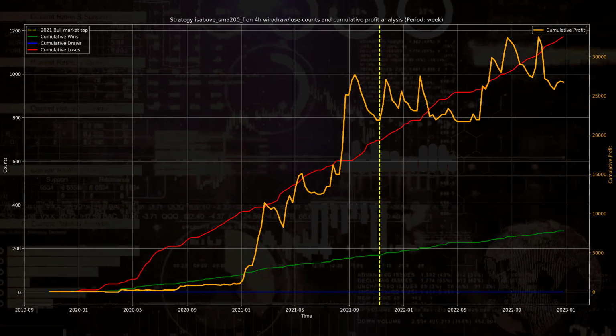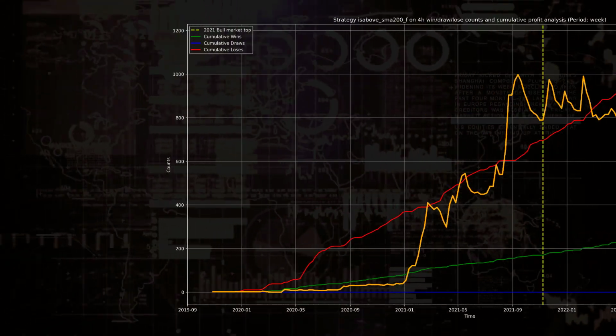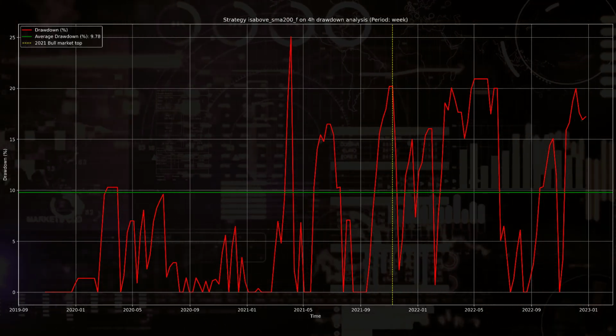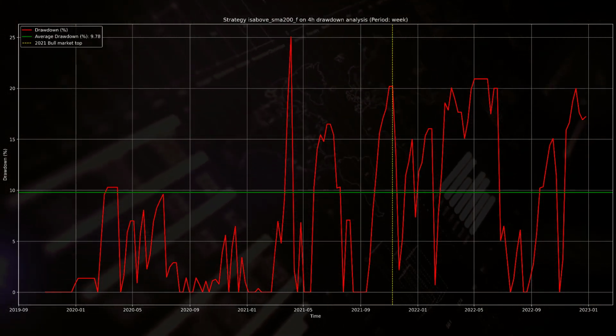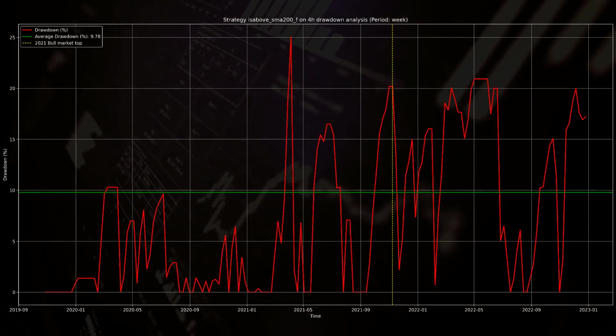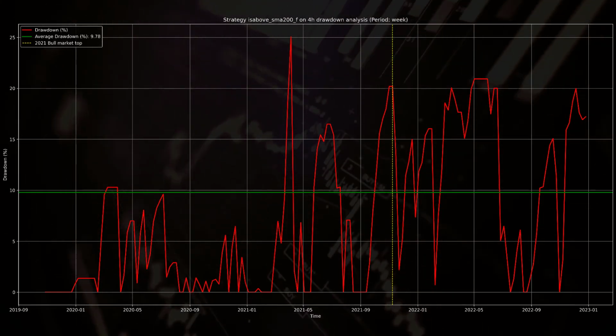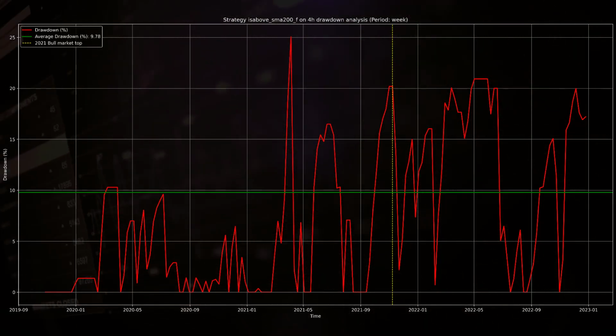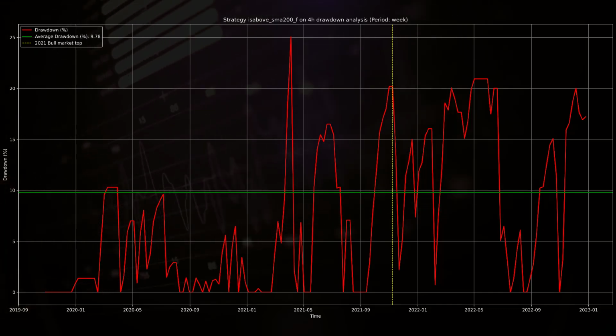But a positive thing here is that the drawdown in this case is also lower than the average swing trading strategy. In my experience, these can be around 40% drawdown at max. The average drawdown here is around 10%, but the main thing in this chart is that it shows that drawdowns of 20% are the most common.